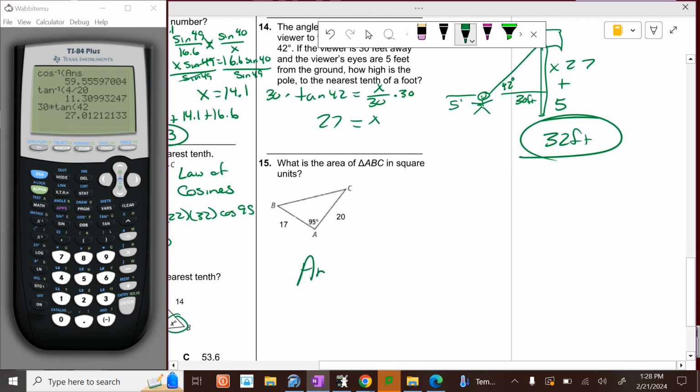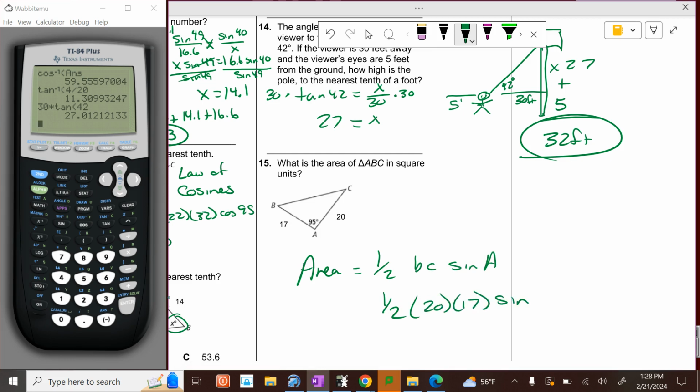Last one, an area problem. The area of angle A equals 1/2 BC sine of A. So it's 1/2 of 20 times 17 times the sine of 95. So the area is 169.4 in squared.